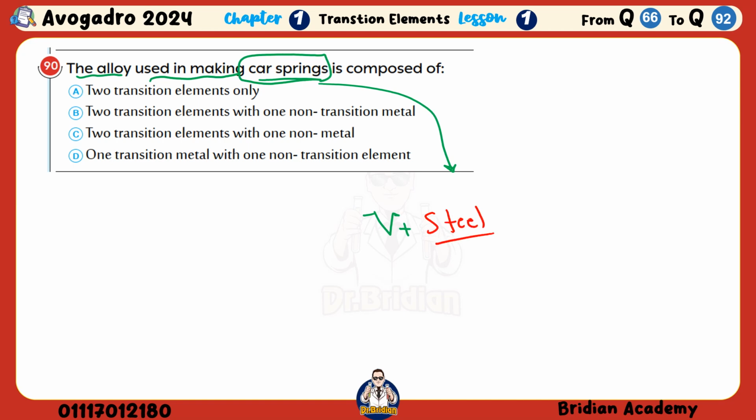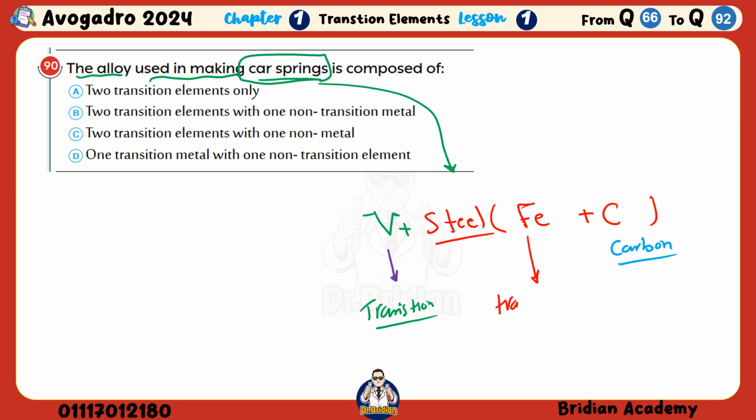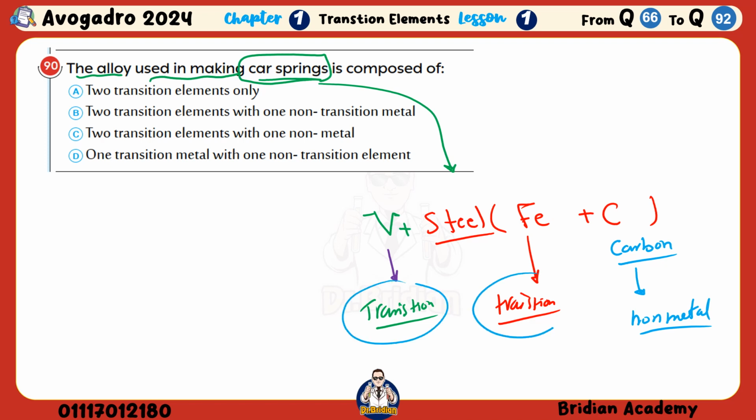Okay, and steel is composed of iron plus carbon, iron plus C, which refers to the carbon element. So vanadium is a transition element. Iron is a transition element, but carbon is a non-metal. So the alloy in car springs is composed of 2 transition elements and 1 non-metal.